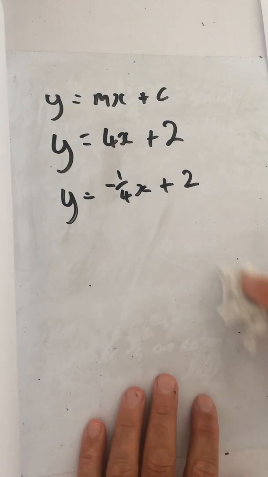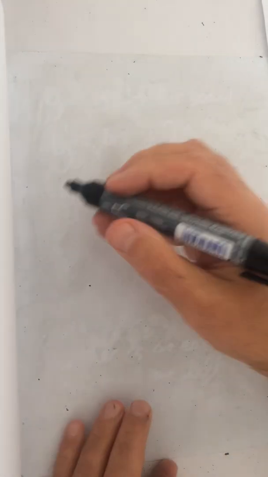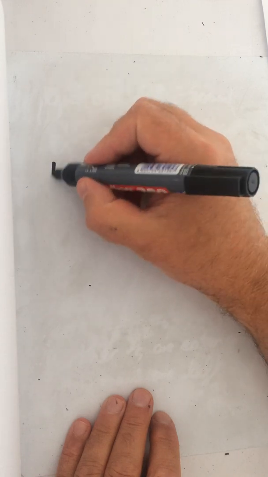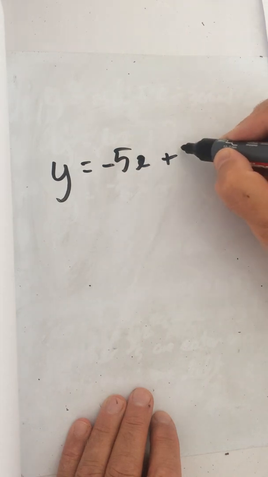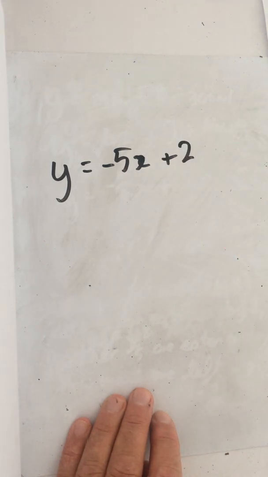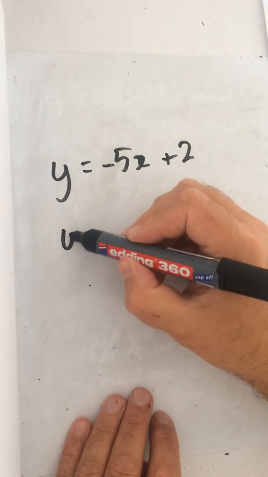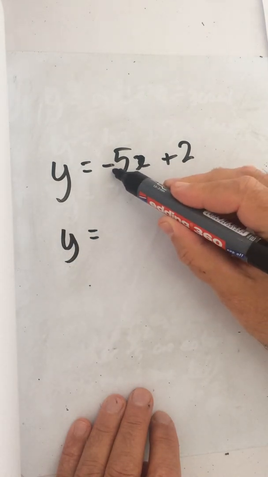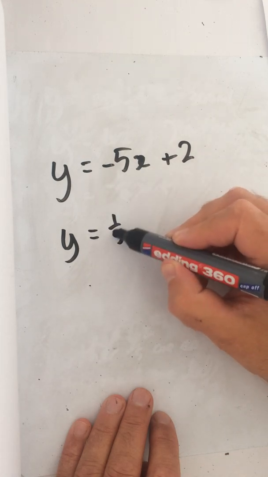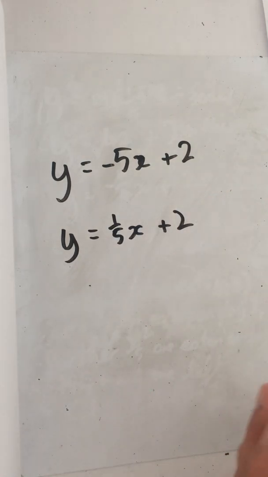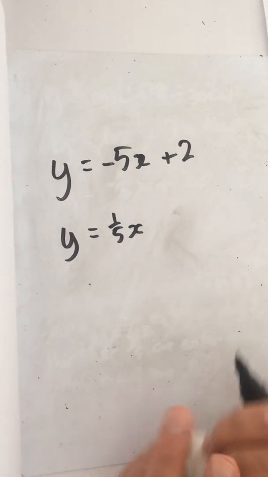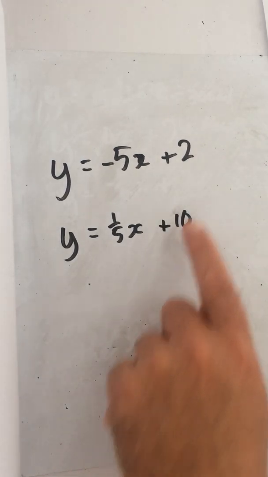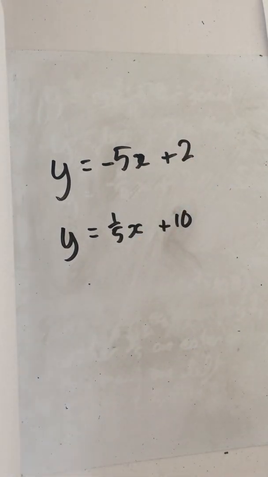So for example, if I wanted to find the perpendicular of y is equal to minus 5x plus 2, all I'm going to do is write a perpendicular equation. The negative becomes a positive, the 5 becomes a fifth x, and I can leave that plus 2. I could make that minus 3, it would still be fine. I could make it plus 10, because this point is just the y-intercept, where it's going through the y-axis.